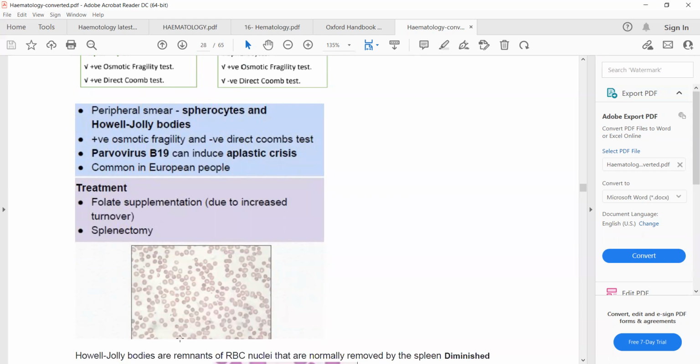So peripheral smear will show spherocytes and Howell-Jolly bodies.